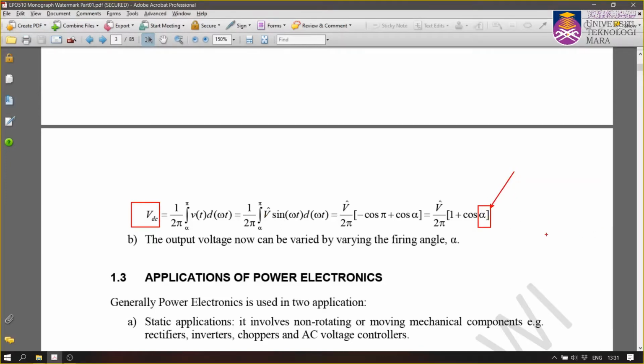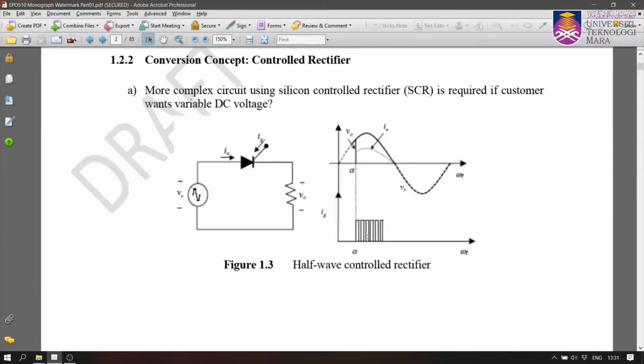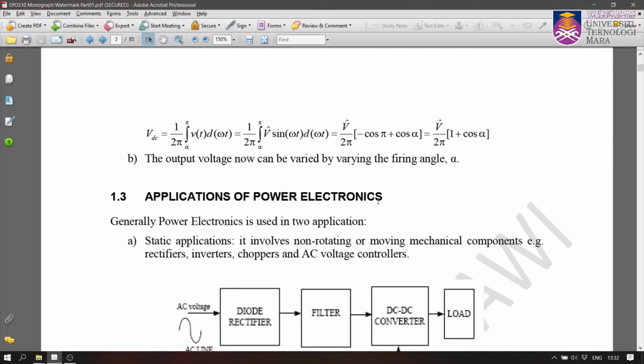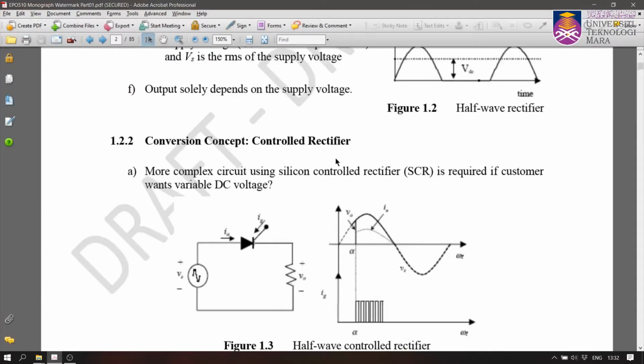So if you refer to the waveform again, as alpha is increased, you can see that the output voltage becomes smaller and smaller. If it's from there to there, for example, then you can see that the output voltage becomes smaller compared to alpha here. So let's say this is your alpha 2. Now your output voltage is smaller compared to the first alpha that we introduced. Right? So that is a controlled rectifier, whereby you use the thyristor instead of the diode.